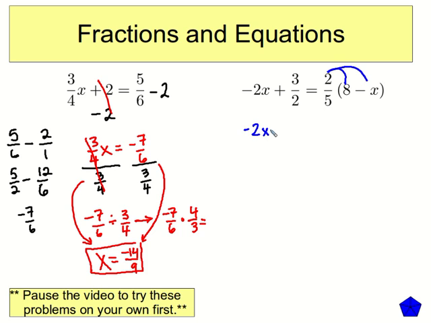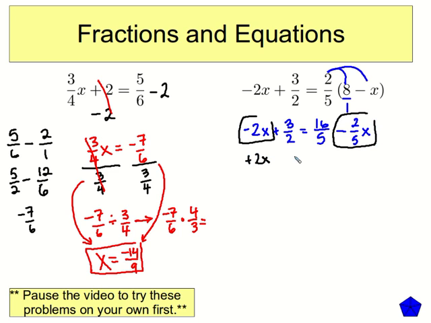So I'll get negative 2x plus 3/2 is equal to 2/5 times 8 over 1 is 16 over 5 minus 2/5 times 1x is 2/5 x. The next step is going to be to get the x values to the same side. Now notice that they're both negative, negative 2x and negative 2/5 x. So I'm going to add 2x to both sides because adding 2 to negative 2/5 I know is going to make that positive because 2 is a larger number than 2/5.